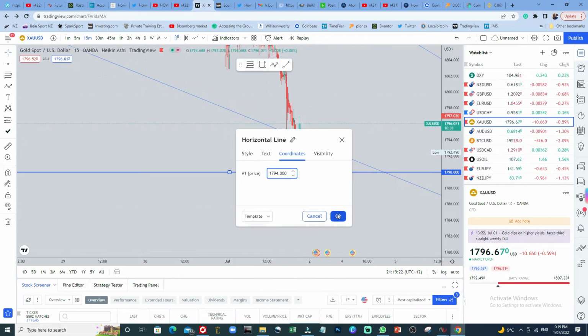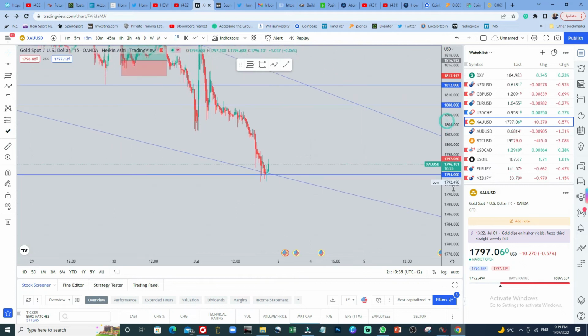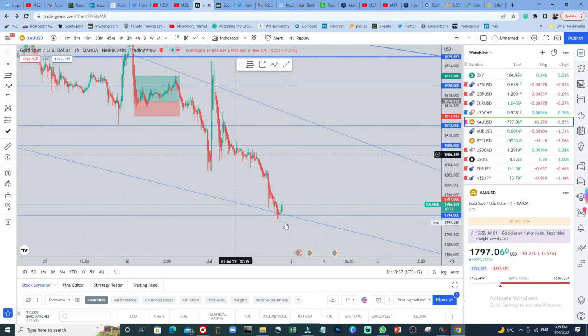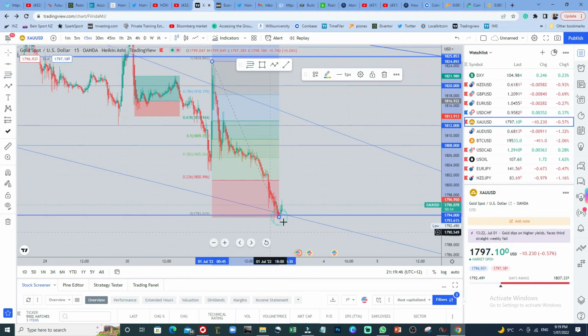Okay, now you can see once a psychological level meets with a trend line, you can see the market is reacting at that point, and I can take a buy because there has been a significant drop here. So you can take a buy by just taking a Fib level to find how much it will retrace, and you can see the market is going to push upwards at least to some distance.